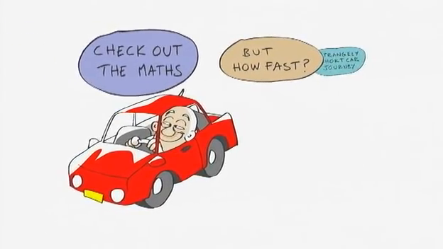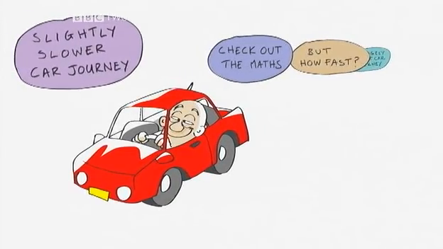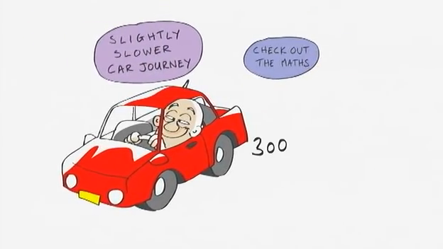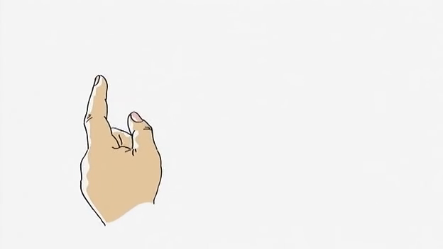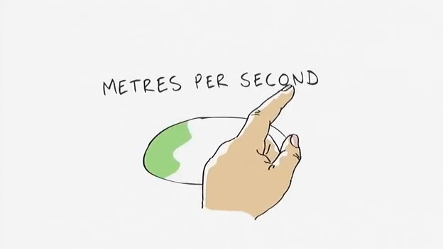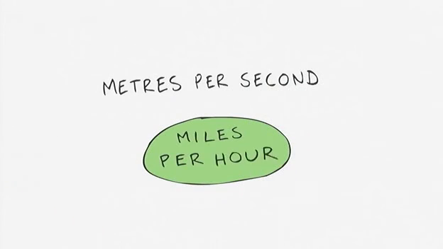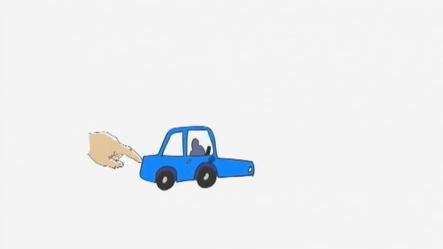If the car covered the same distance in 30 seconds, it would be going more slowly, and in that case the speed would be 300 divided by 30, which is 10 metres per second. So speed is distance divided by time, as in metres per second or miles per hour. Acceleration is the change in velocity in a given time. For the exam, you only need to be able to calculate constant, steady accelerations.